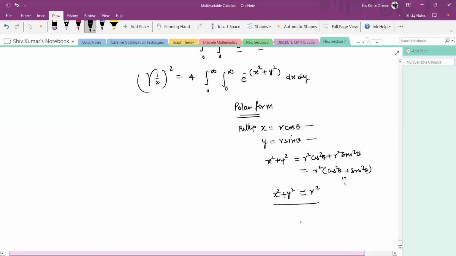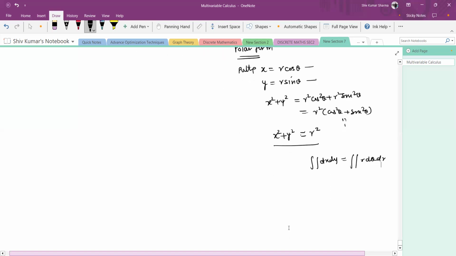When we obtain the value of dx dy, when we convert the integral dx dy, this gives us r d theta dr. So the double integral dx dy can be written as the double integral r d theta dr. This we will discuss later in multiple integration.